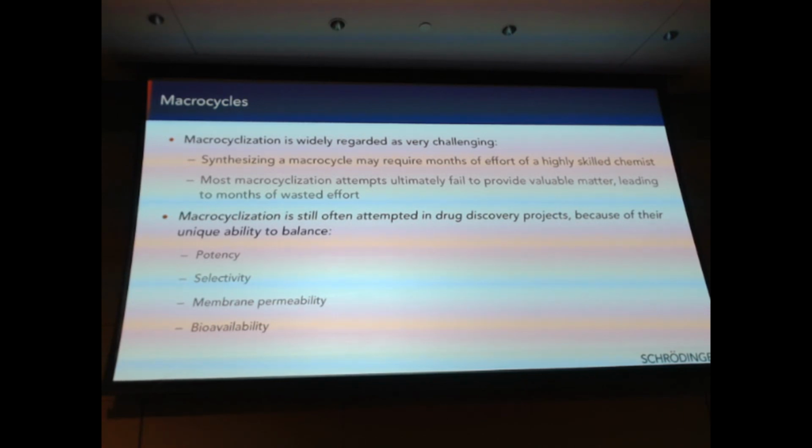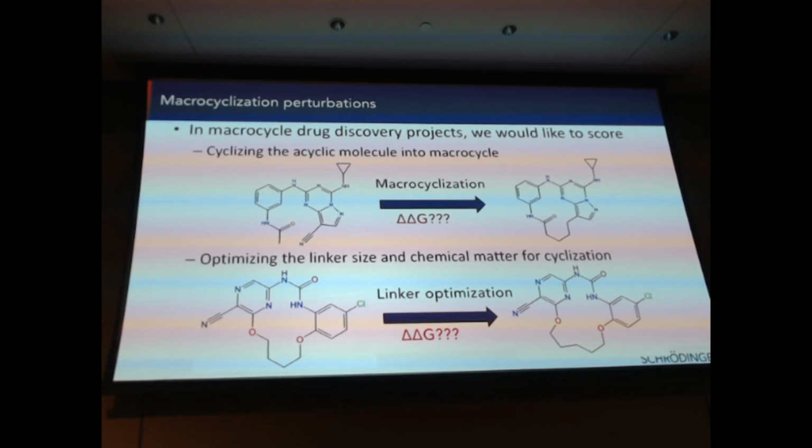So in macrocycle drug discovery, the most important questions are: why would a macrocyclization strategy to cyclize the linear molecule into a cycle improve the binding potency? And what is the optimal linker size and chemical matter for cyclization? Both of those types of perturbations are very difficult for conventional FEP methods. So by using the same soft-core stretch potential I mentioned earlier, and adjusting the protocol specifically for macrocycles, we have extended FEP+ to support macrocycle perturbations.